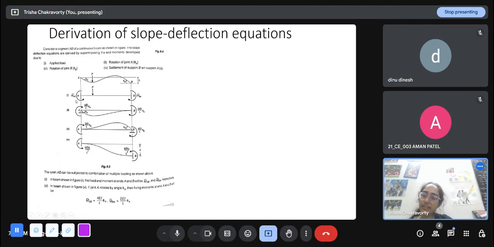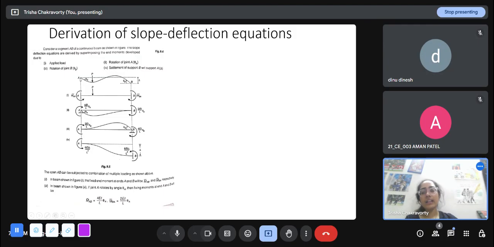Suppose it's deflecting in any way. I'm going to split them. So due to the load, there will be MAB and MBA at the ends. Then due to the rotation of joint A, there will be 4 EI by L theta A and 2 EI by L theta A here. Then due to rotation of joint B, there will be 2 EI by L theta B here and 4 EI by L theta B here.